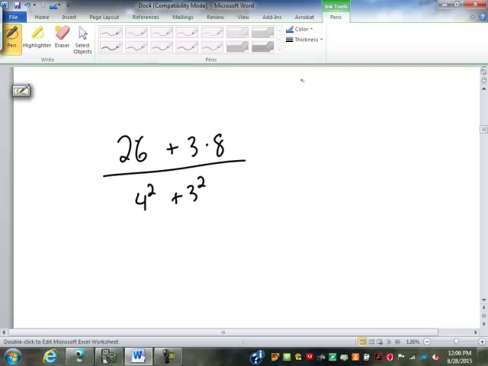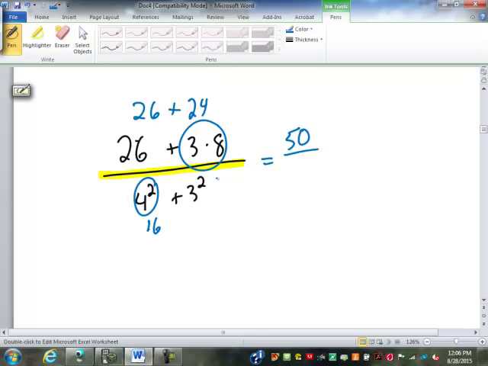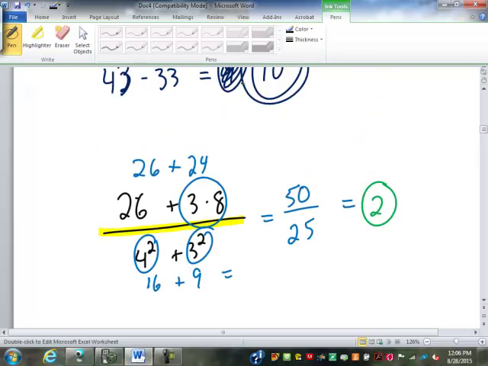So for this one, something like this, we have that fraction bar. And remember that fraction bar means we have to do everything on the top separate, then everything on the bottom, and then divide. So on top, what are we going to do first? 3 times 8 is 24. Then 26 plus 24 is 50. On bottom, 4 squared is 16. 3 squared is 9, which gives us 25. And then, of course, we divide to get 2. Any questions on the order of operation problem so far?